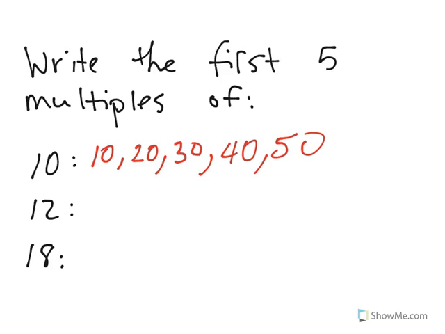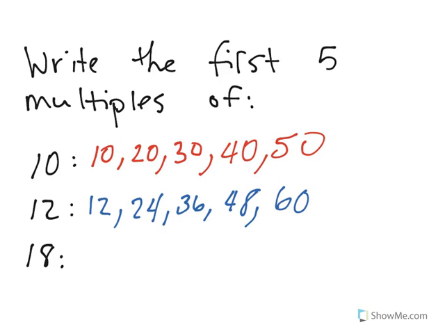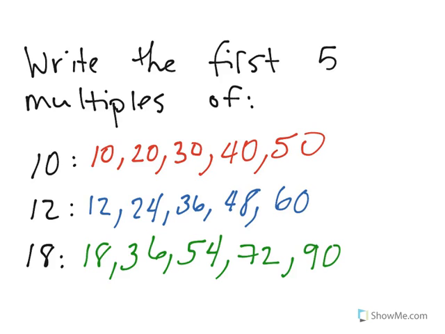Moving on to 12, we have 12, 24, 36, 48, and 60. Moving on to 18, the first multiple of 18 is obviously 18. Then we have 36, 54, 72, and finally 90. Those are the first 5 multiples of each of those numbers.